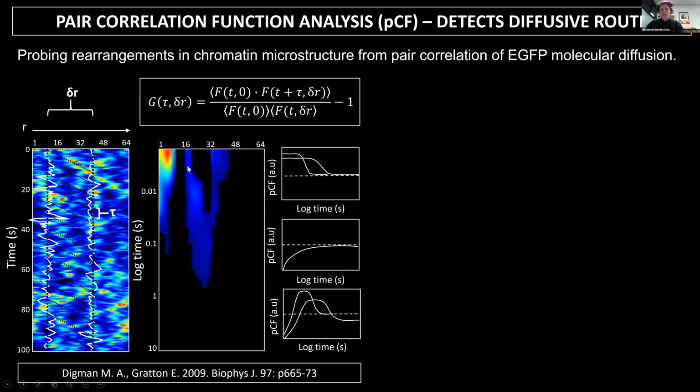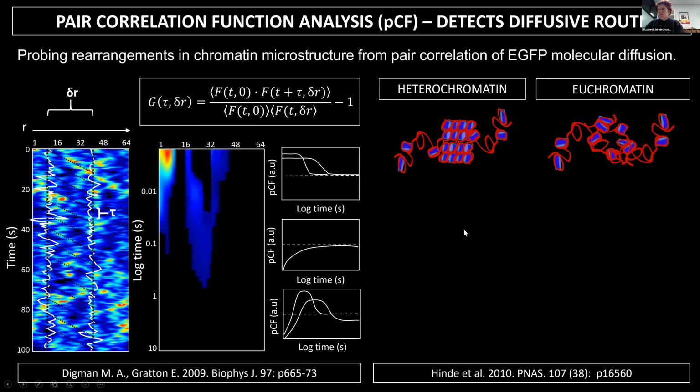At this position, the molecules don't diffuse to the second location, so you get this anti-correlation. Here I get this arc feature where the decay is now on a delayed time scale, and this would suggest that the molecules encountered a barrier to diffusion. And so using this idea, we were able to look at how heterochromatin or compact chromatin versus open chromatin regulate EGFP diffusion in the nucleus.